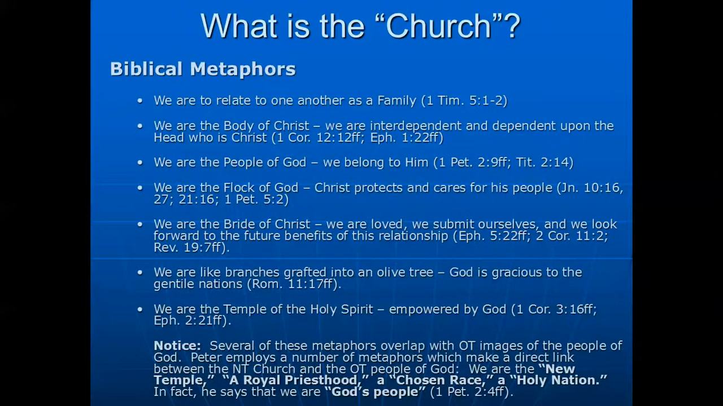As we continue to think about the nature of the church, there are a number of biblical metaphors that are helpful. I'm not going to read all of these, but there's family, the body of Christ, the people of God, the flock of God, the bride of Christ. We are the temple of the Holy Spirit, right? So what I want to point out here is that we should notice that several of these metaphors overlap with Old Testament images of the people of God.